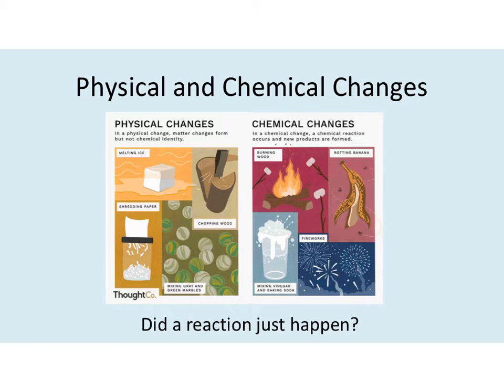Now what we're going to go through today is the physical and chemical changes. Oftentimes, physical and chemical properties get mixed up with physical and chemical changes, but they're very different. Chemical and physical properties are just describing how that element is. Physical and chemical changes are describing if a reaction has happened or it hasn't happened.